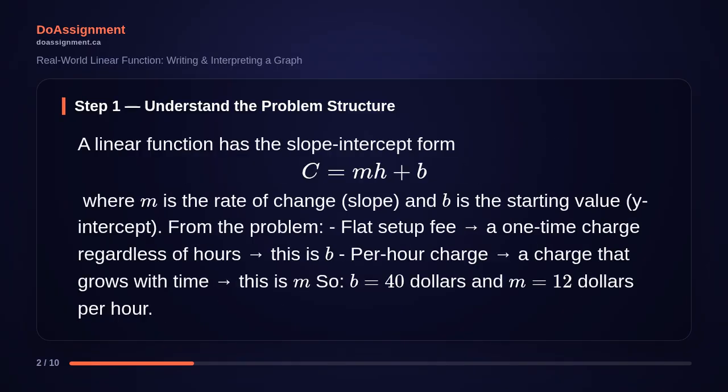Let's start by identifying what each piece of information tells us. A linear function has the form C equals m times h plus b. The flat setup fee is a one-time charge no matter how many hours are worked, so it becomes the y-intercept b, which equals 40. The per-hour charge grows with time, so it becomes the slope m, which equals 12.